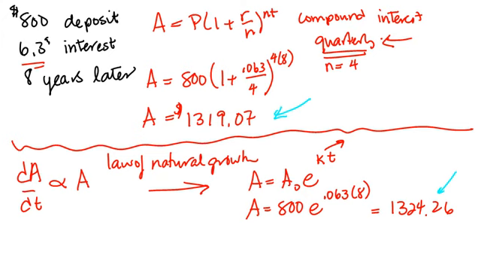So there is a slight difference if you calculate it quarterly or if you calculate it continuously. Not huge, but enough that if you've got really large principals, you make a big difference. And this is actually how banks calculate their interest continuously for the most part.